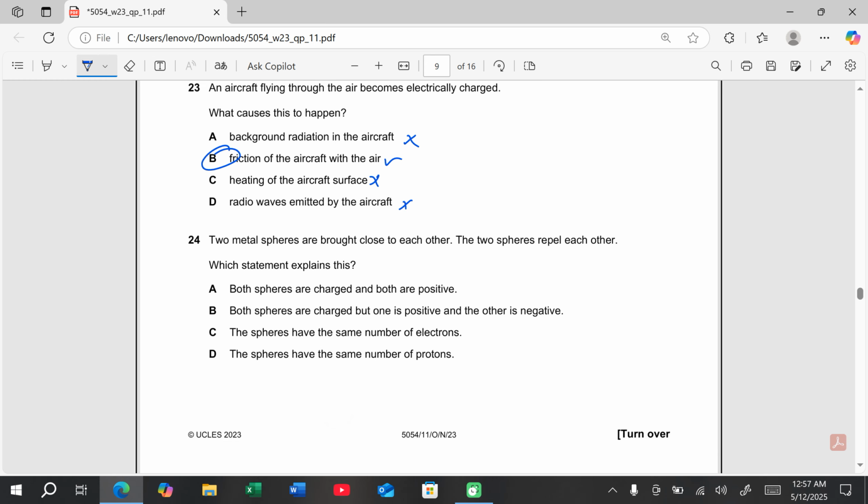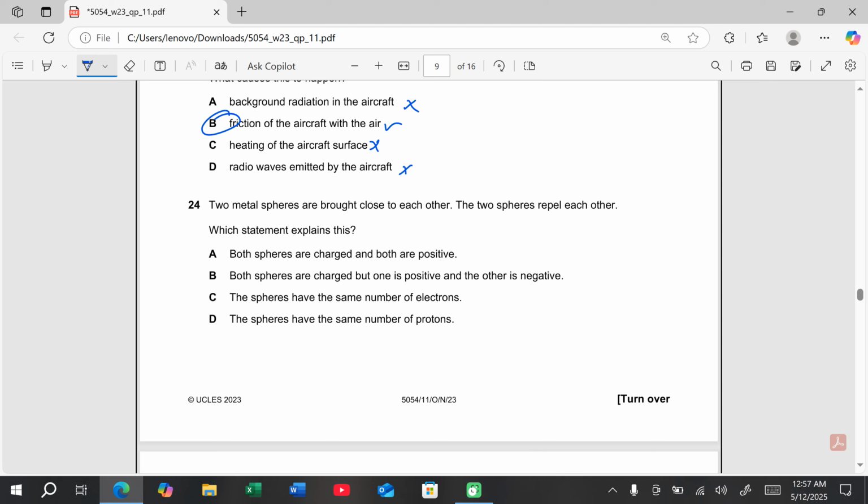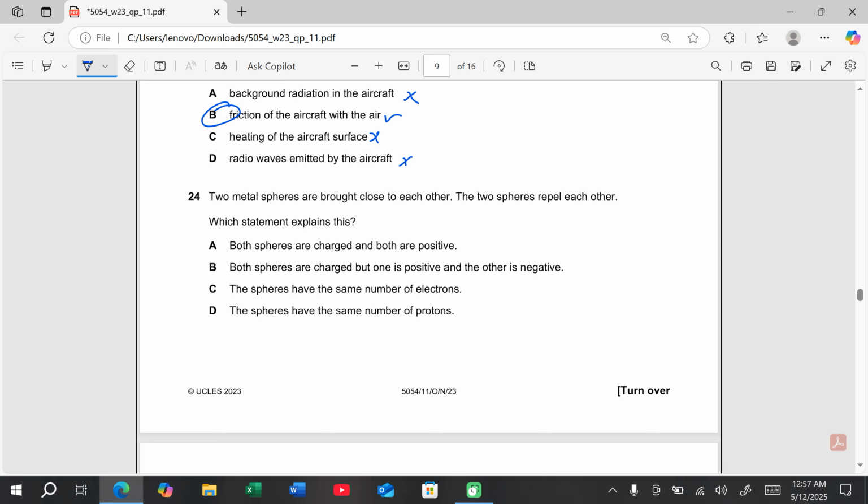Two metal spheres are brought close to each other. The two spheres repel each other. Which statement explains this?